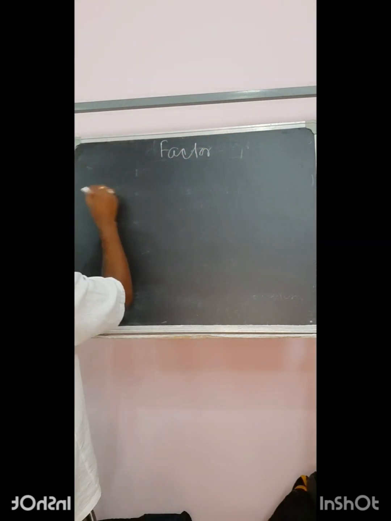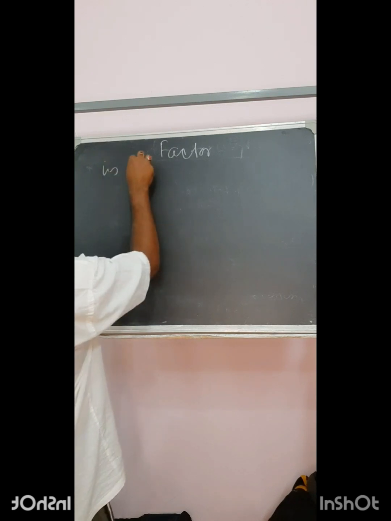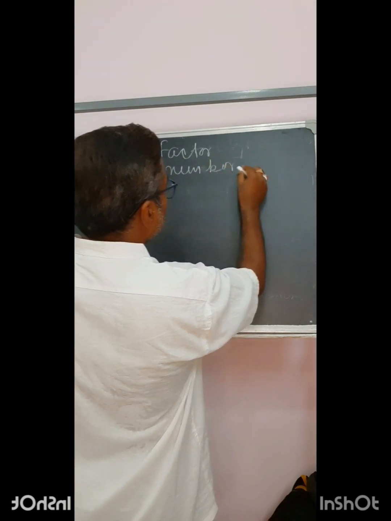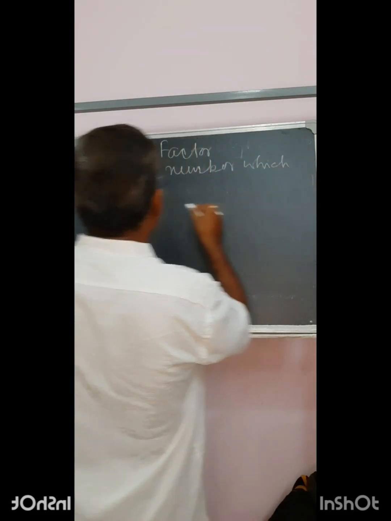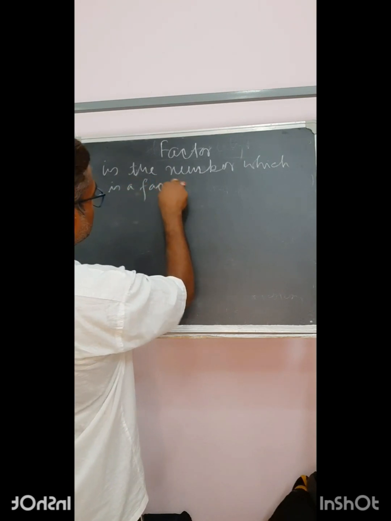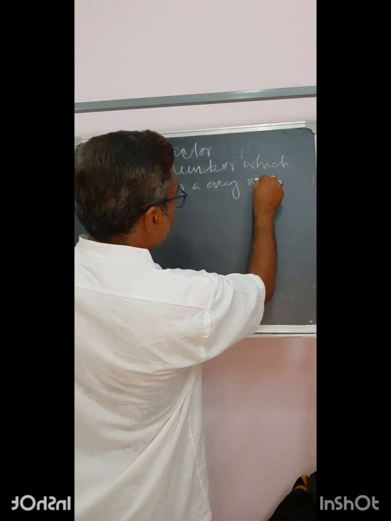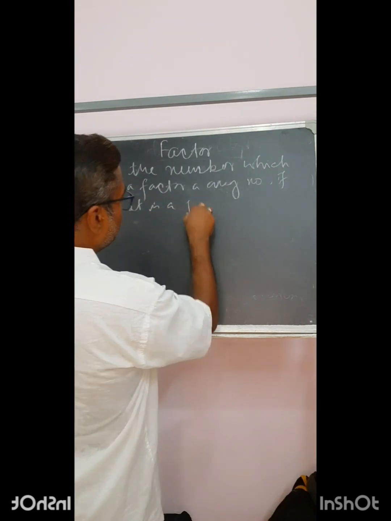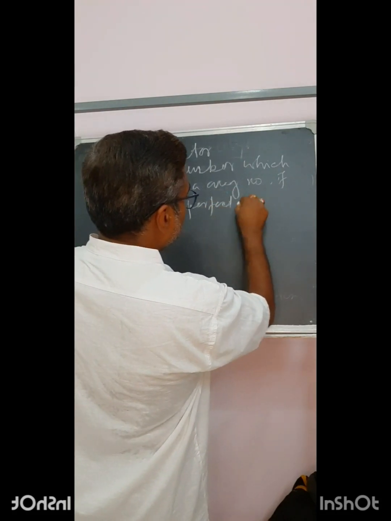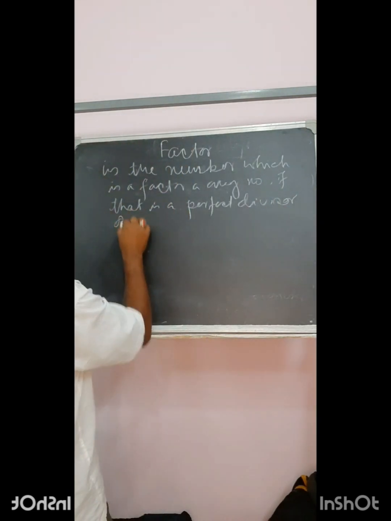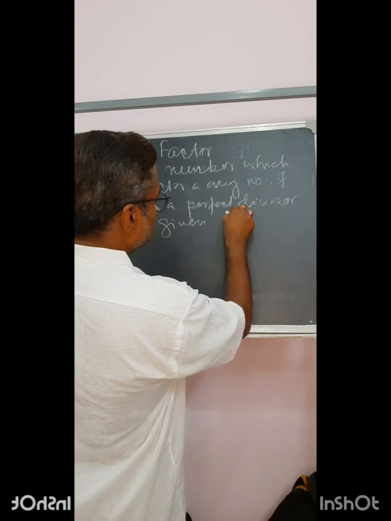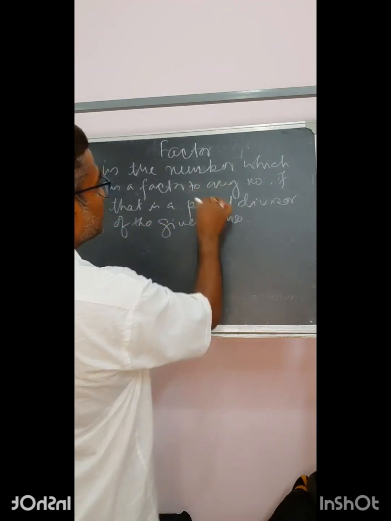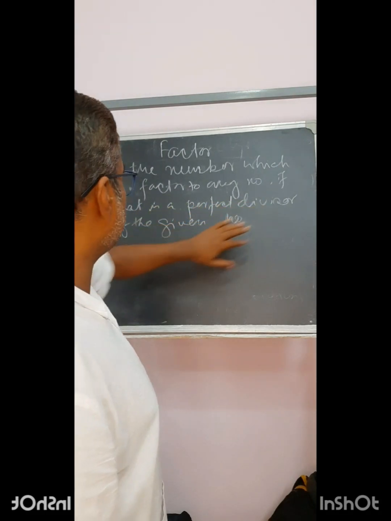So, if I define factor, then a number is a factor to any number if that number is a perfect divisor of the given number. So, a number is a factor to any number if that number is a perfect divisor of the given number.